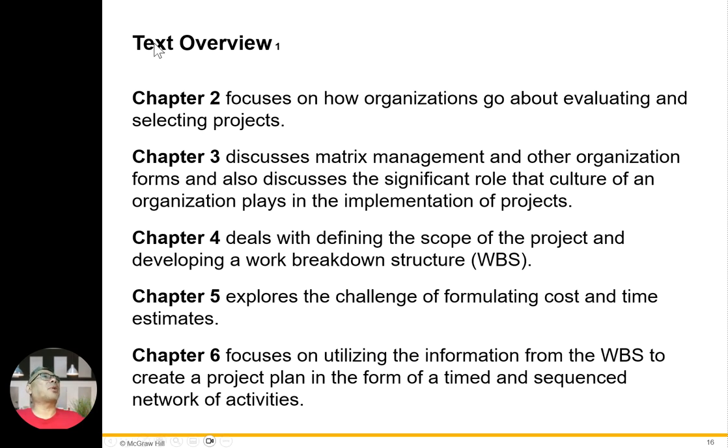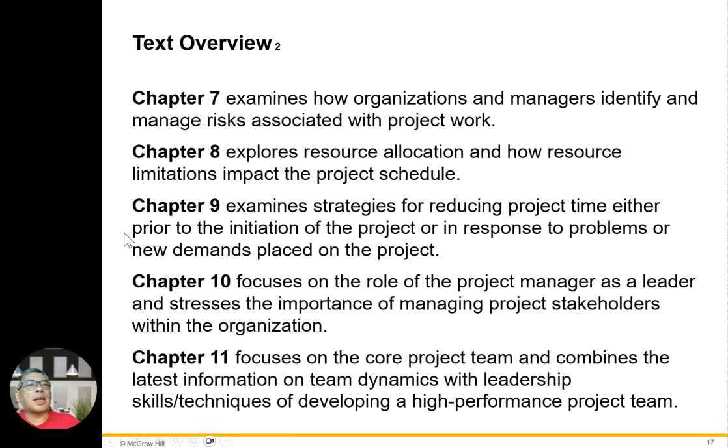On the next slide, the next overview, which we're going to discuss later on: Chapter 2 will focus on how organizations go about evaluating and selecting projects. Chapter 3 discusses metric management. Chapter 4 deals with defining the project scope and the work breakdown structure. Chapter 5 explores the challenges of estimating cost and time. Chapter 6 focuses on utilizing the information from the WBS to create the project plans.